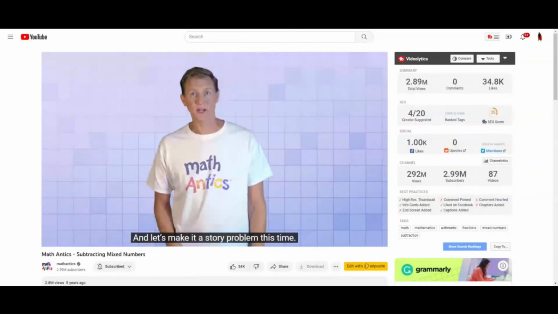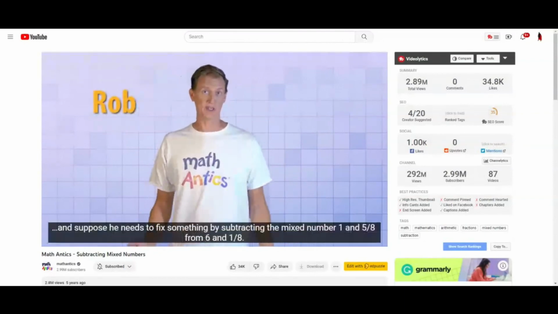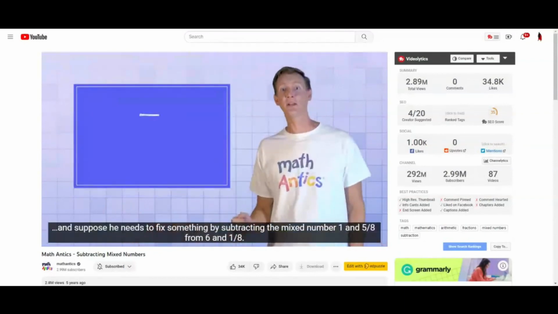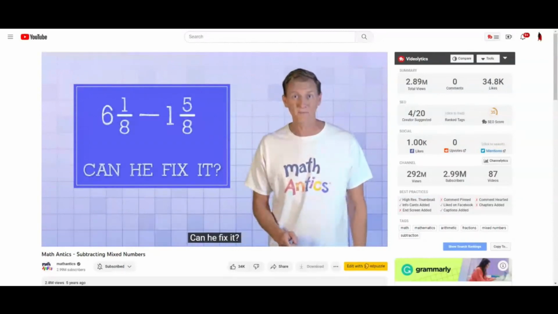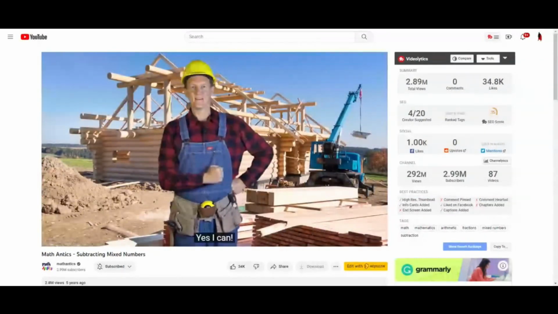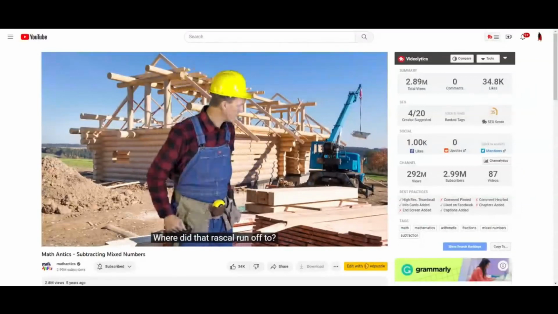And let's make it a story problem this time. Suppose there's this guy who's a builder named Rob, and suppose he needs to fix something by subtracting the mixed number 1 5/8 from 6 1/8. Can he fix it? Yes, I can. Well, at least with the help of my trusty cat, Richard. Where did that rascal run off to?